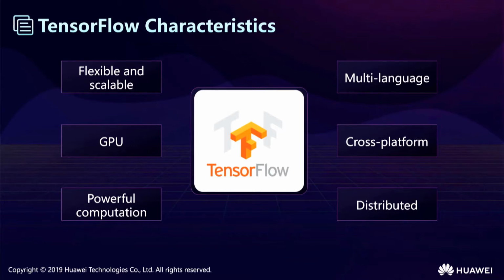TensorFlow uses DAG diagrams to create the workflow and optimize the computing process, so it has powerful computing capabilities. As the model becomes more and more complex, the parameters get more and more. Distributed computing can support multiple GPUs working at the same time. It greatly improves computing power.